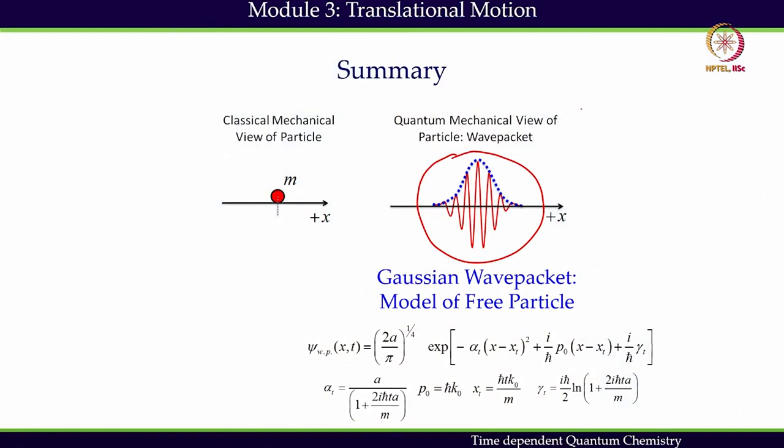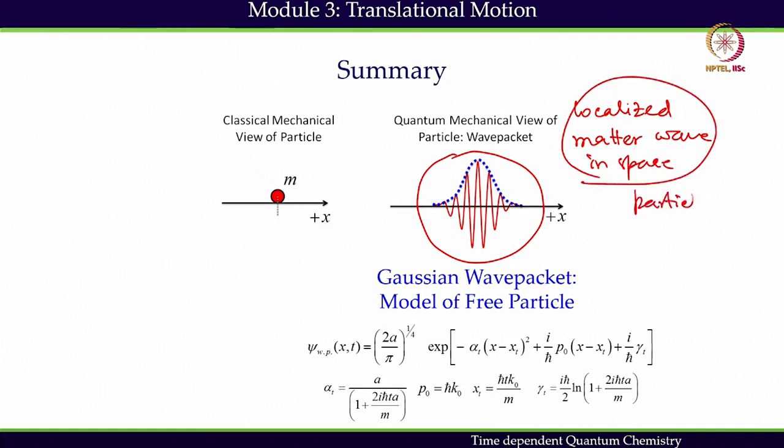What does it mean by particle in quantum mechanics? A particle is actually a localized matter wave in space. This is called a particle, and this is something which we should practice. It does not come immediately, because we are so familiar with our daily experience that once we think of a particle, we immediately think of a ball, and that should be avoided. In quantum mechanics, there is nothing like a ball; it has to be like a localized matter wave.